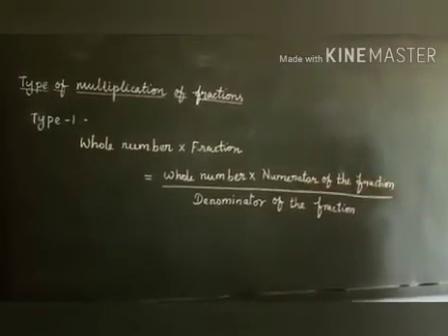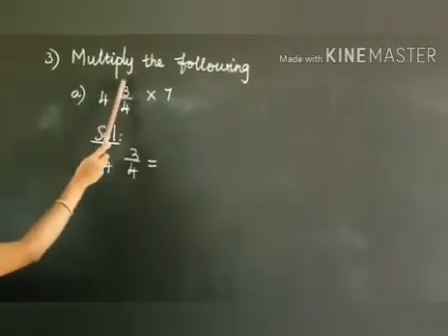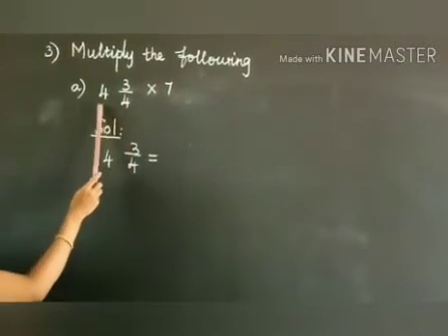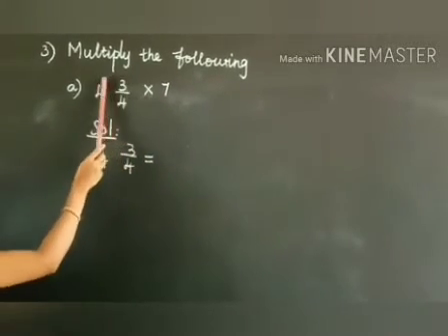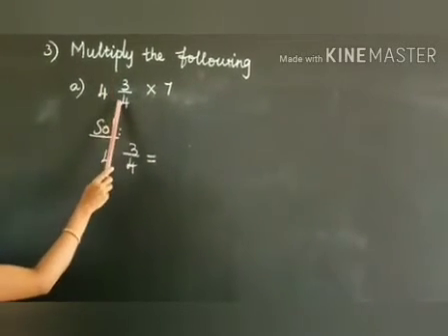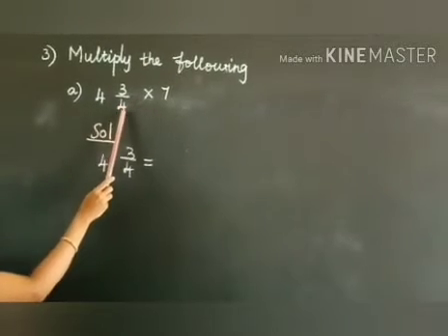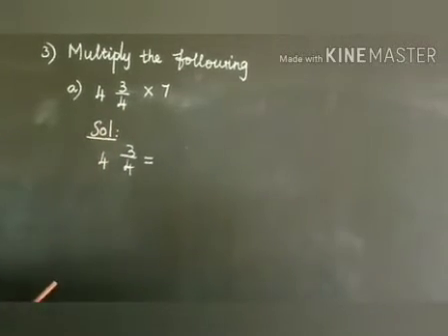The third sum: multiply the following, 4 3 by 4 into 7. See, the first fraction is a mixed fraction. First we convert it into an improper fraction. Let us come to the solution.